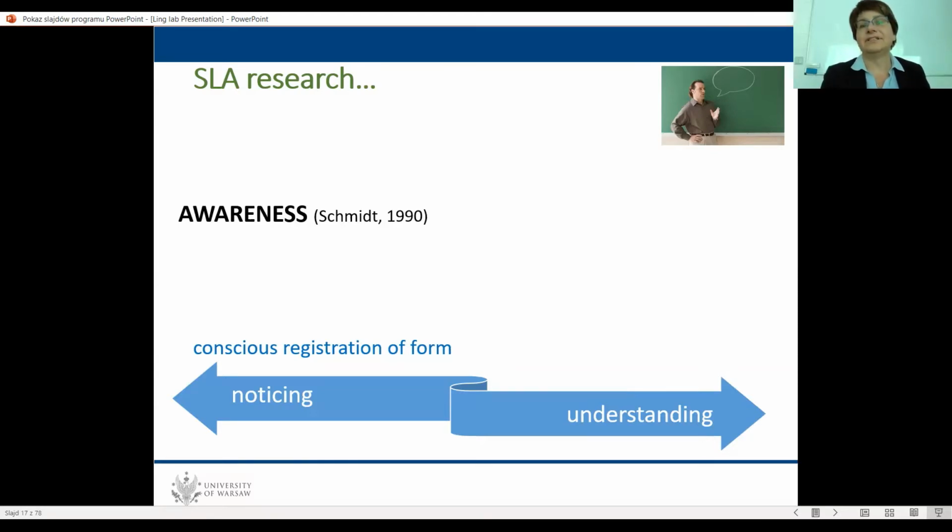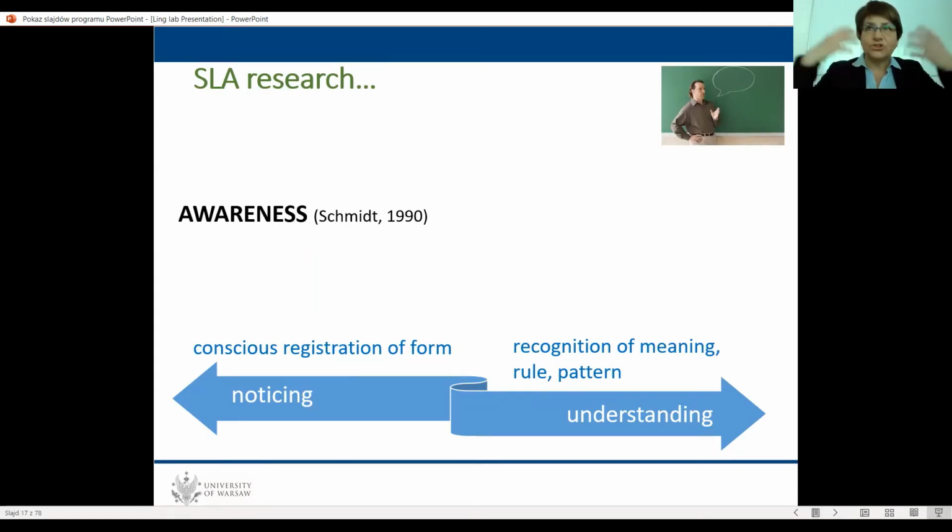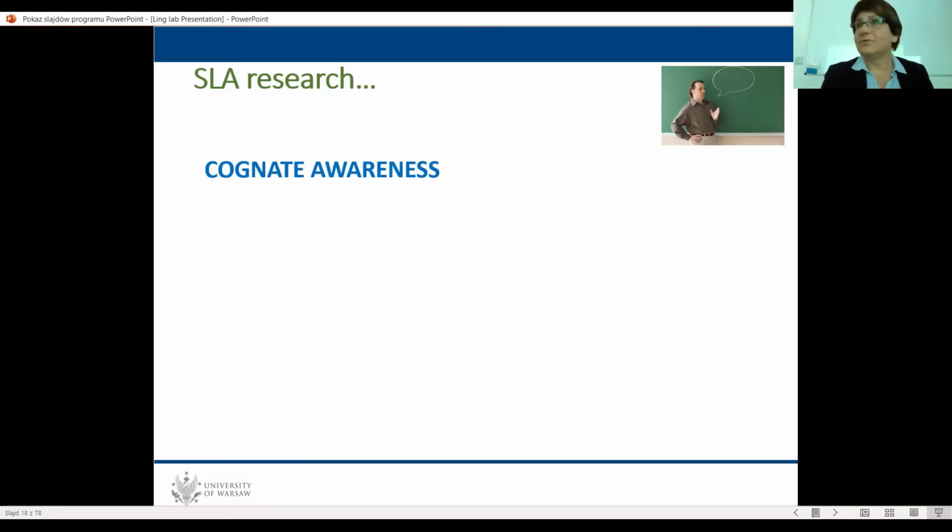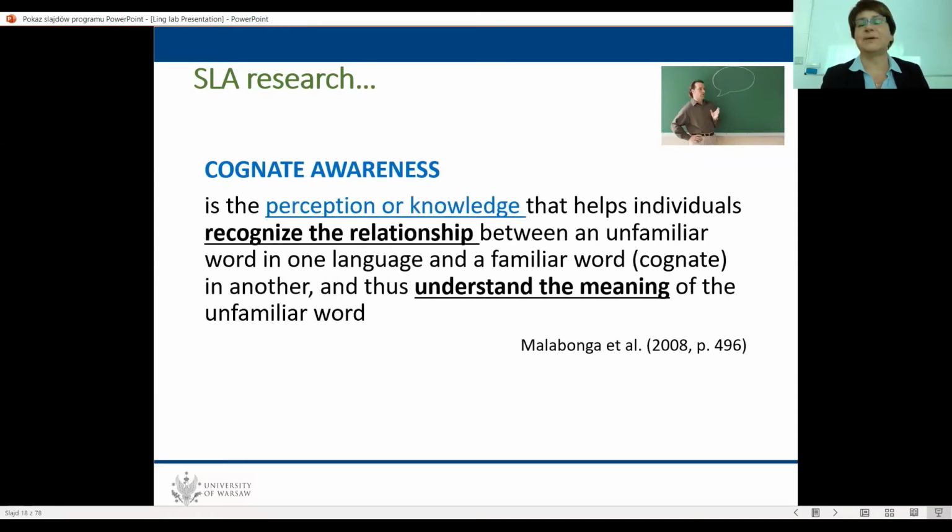And the level of understanding of awareness will be recognition of meaning, rule, pattern, so that you have some kind of meta awareness or meta knowledge of that. Cognate awareness, which is also very often taught in different types of studies, will be the perception or knowledge, we don't know which one, because this definition is very vague, that helps individuals recognize the relationship between an unfamiliar word in one language and a familiar word in another, and thus understand the meaning of the unfamiliar word.